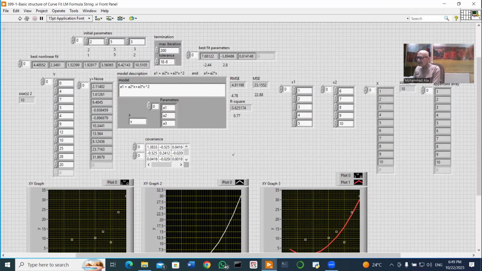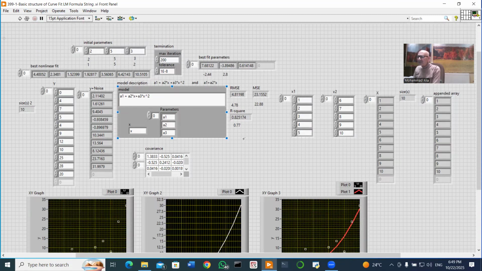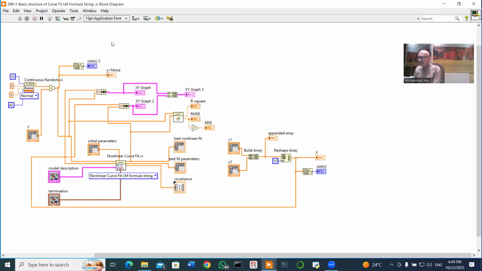So nonlinear is most common and should be understood and treated by us. This is another example here. I will show you the block diagram at first, talk about it, and then we will tell you how it works. So here we are using the nonlinear curve fit VI.